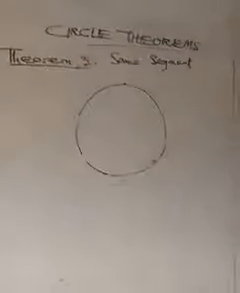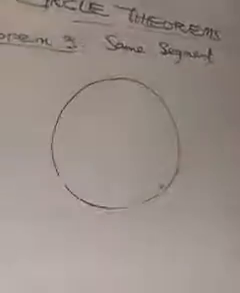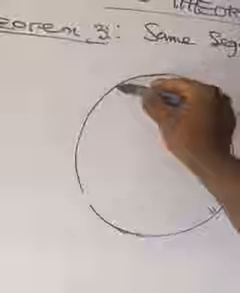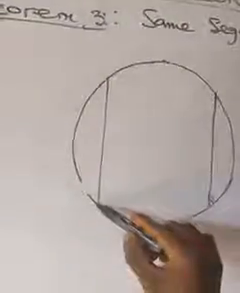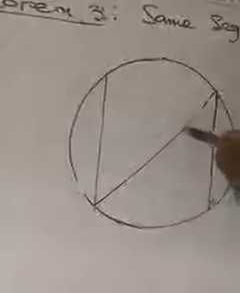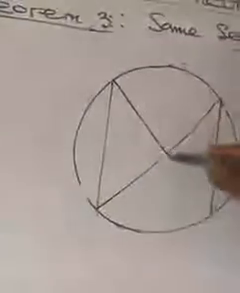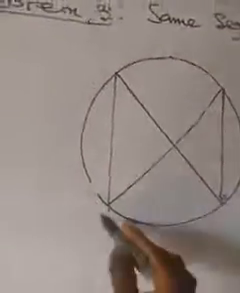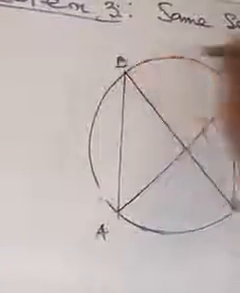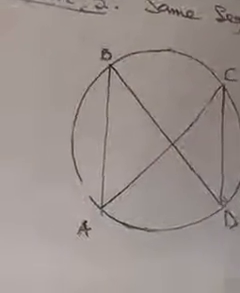So we want to look at theorem 3, which says that angles at the same segment are equal. So if we have the angle this way, we connect this point to this point. We also connect this point to this point. We will label this A, this B, this C, this D.